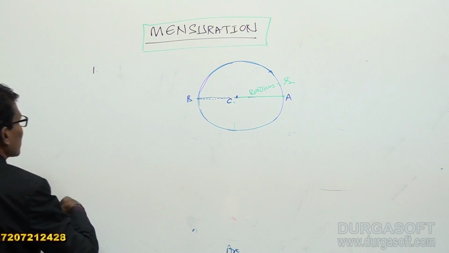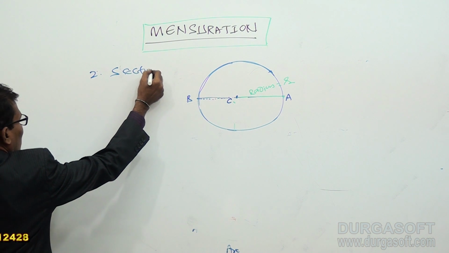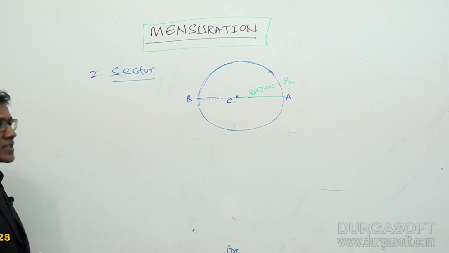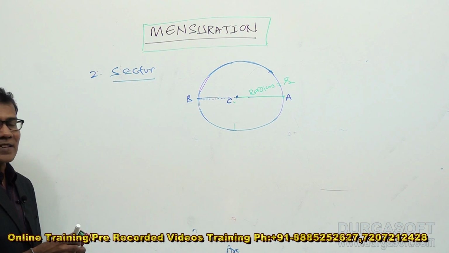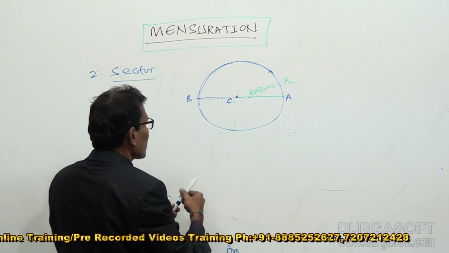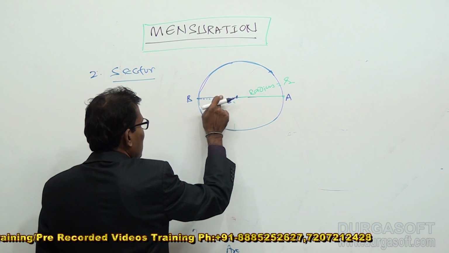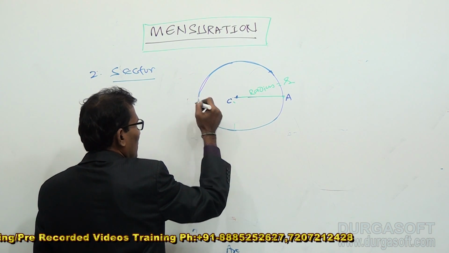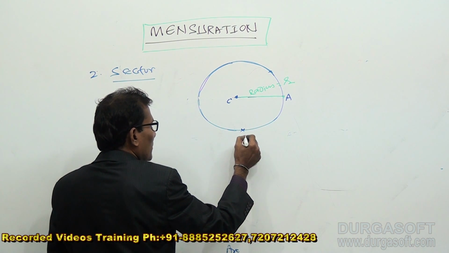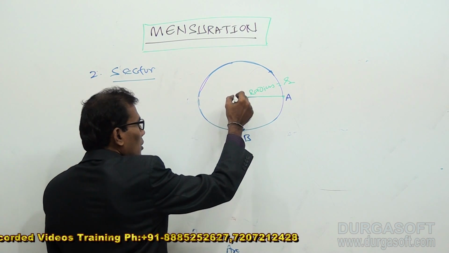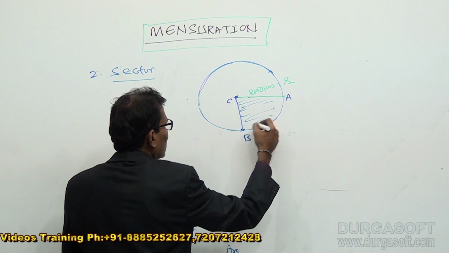And sector. How is the sector formed? It is nothing but a part of the circle which includes the center. This is a circle and CA is the radius. Take any point on the circle, anywhere on the other part of the circumference or perimeter. Here I am taking another point B. Join CB. This region is called the sector.